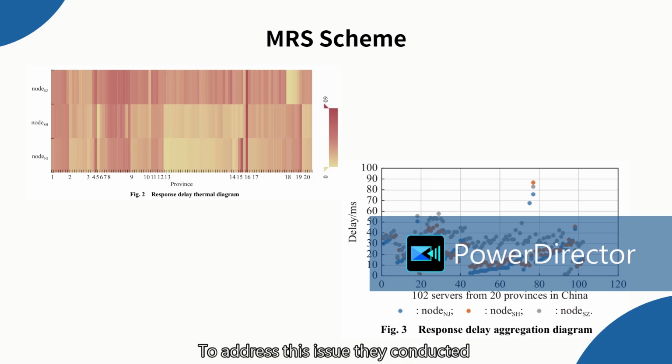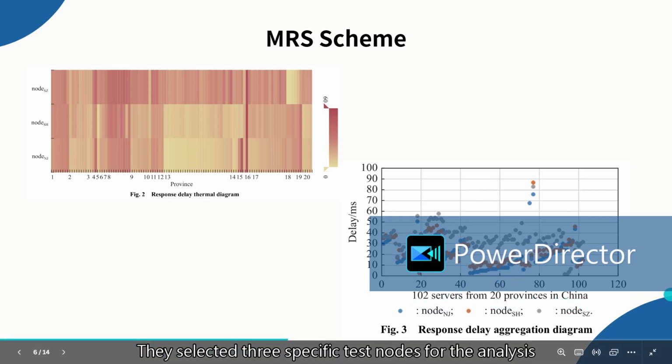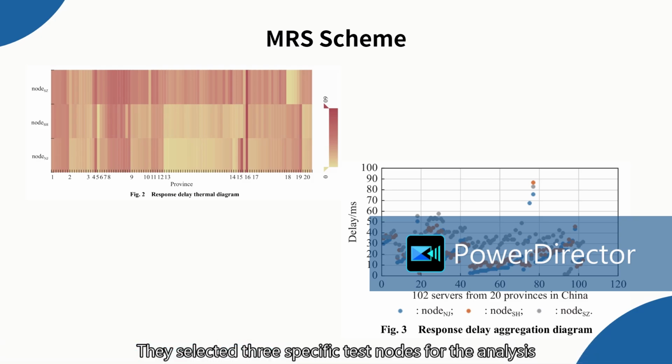To address this issue, they conducted an experimental analysis of node response delays using 102 servers across China. They selected 3 specific test nodes for the analysis. The experiment produced a figure 2.